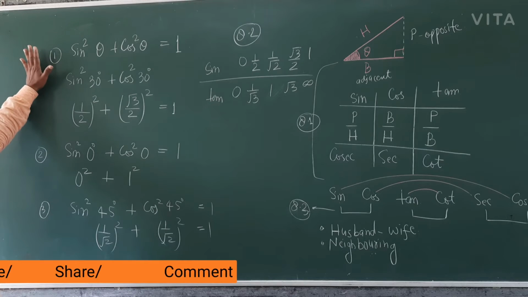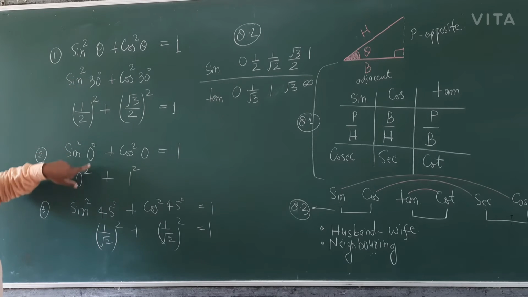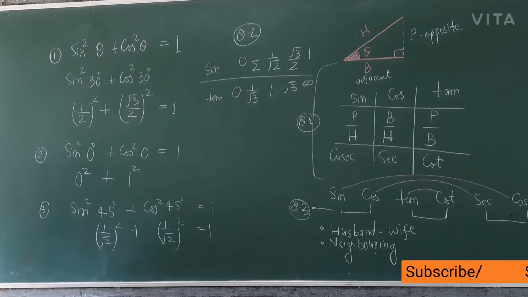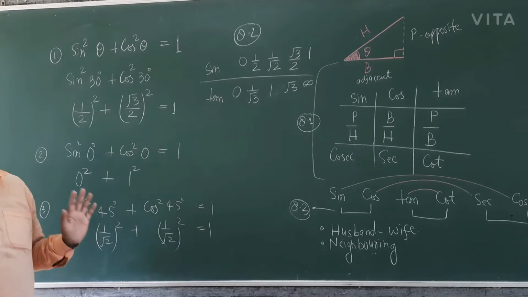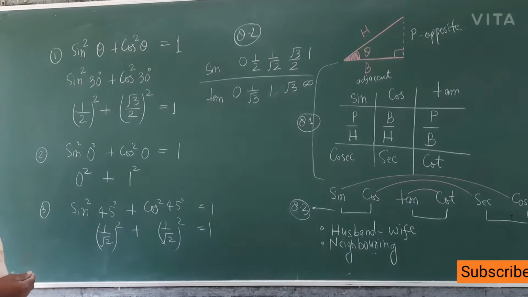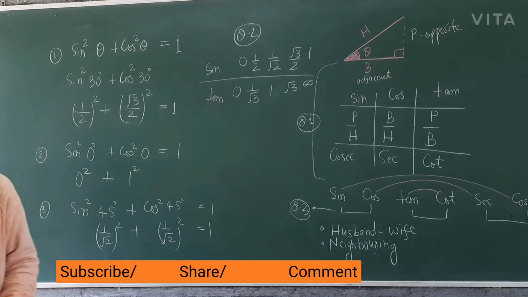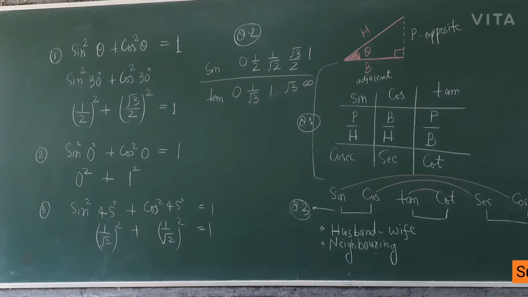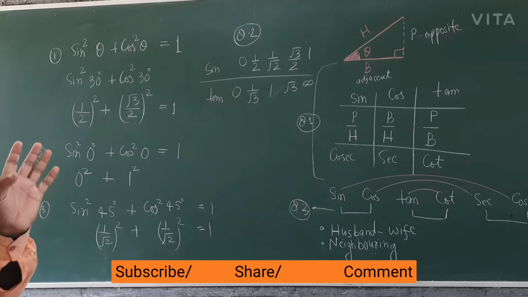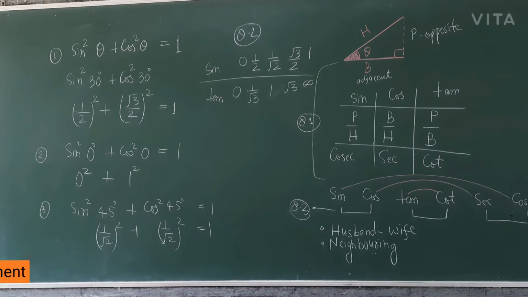So I have taken here 30, then 0, then 45, then 60, you may take 90 also: sin square 90 plus cos square 90. Everywhere you will get 1. So with the help of this, I will solve exercise 8.4, question number 3.